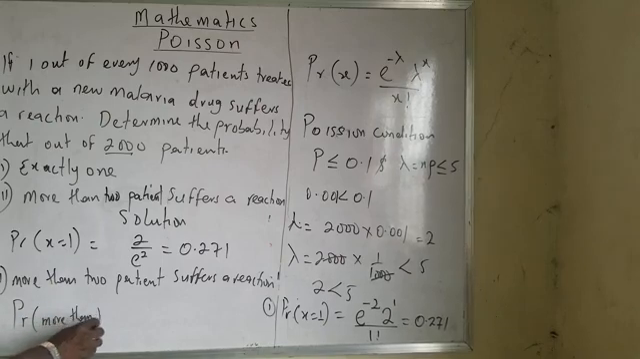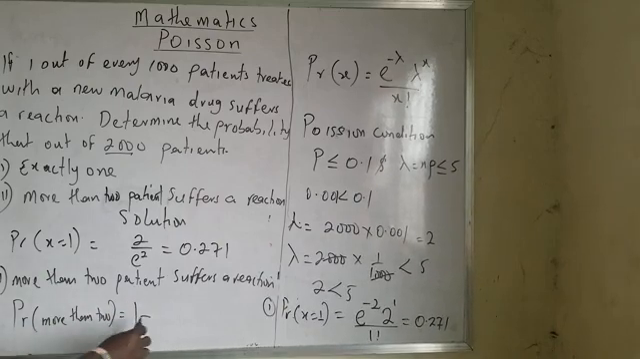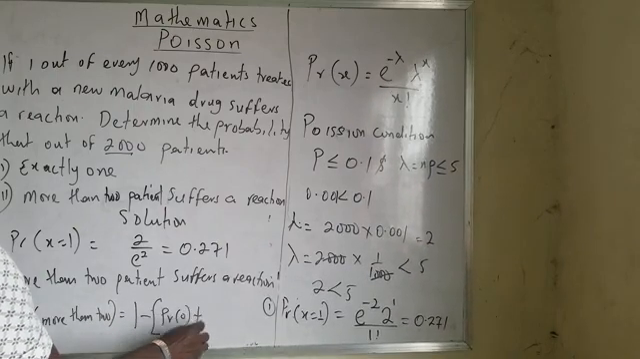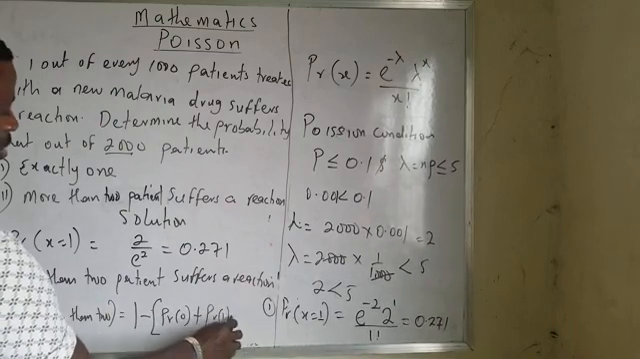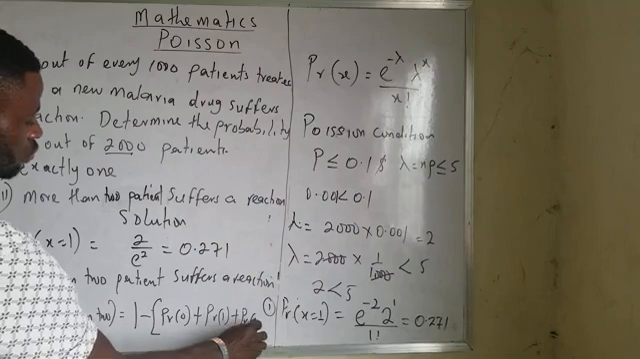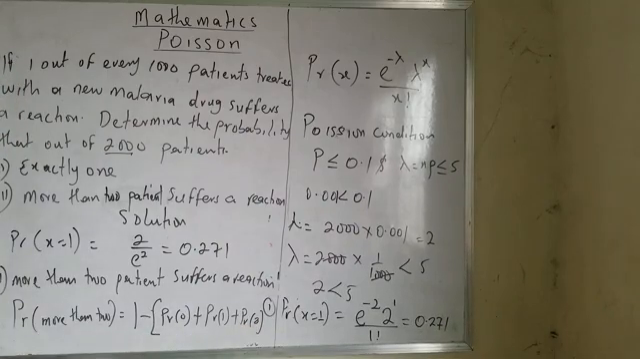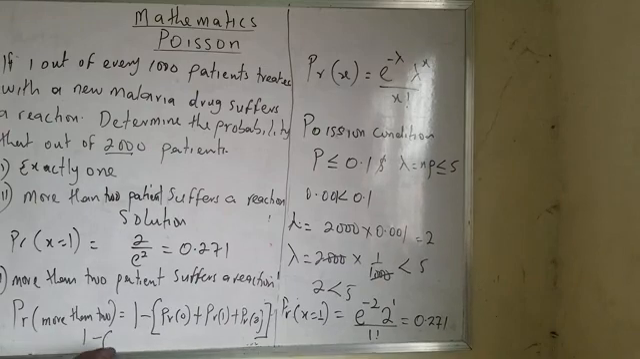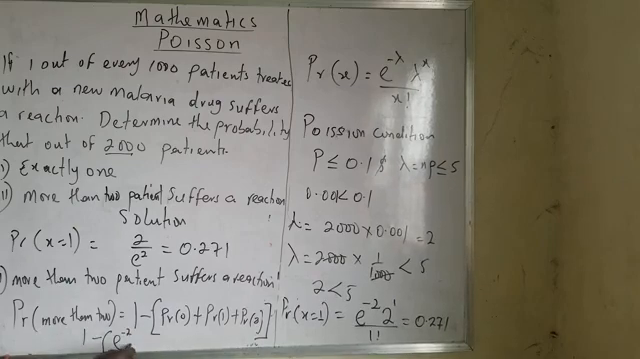The probability of more than 2 will be equal to 1 minus the probability of 0 plus the probability of 1 plus the probability of 2. That is what we are to do for the case of more than 1. Now, that is what we need to do. It means I will be talking about 1 minus bracket of e raised to power minus 2. Lambda is 2 already, and 2 raised to power 0 divided by 0 factorial.